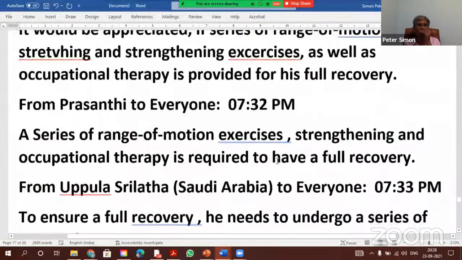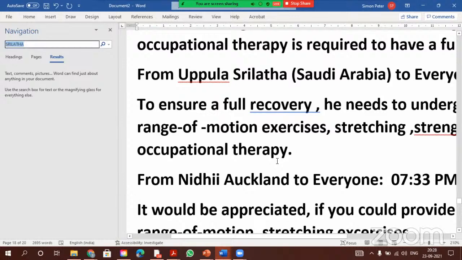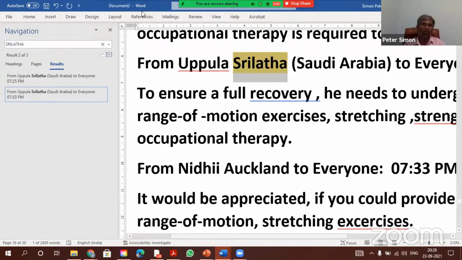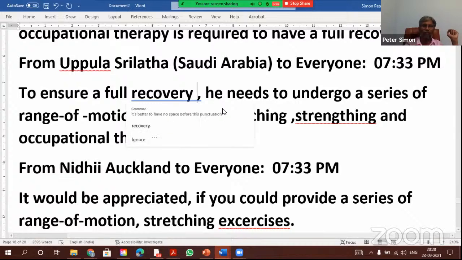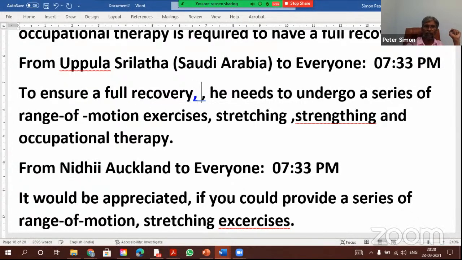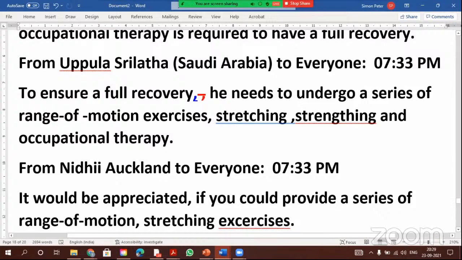There is one more item, sir. To ensure a full recovery, comma, should be immediate. Immediately. To ensure a full recovery, he needs to undergo a series of range of motion exercises, stretching and strengthening exercises, and occupational therapy. Like that you are right. Okay. There's one more, sir, I think the last one.